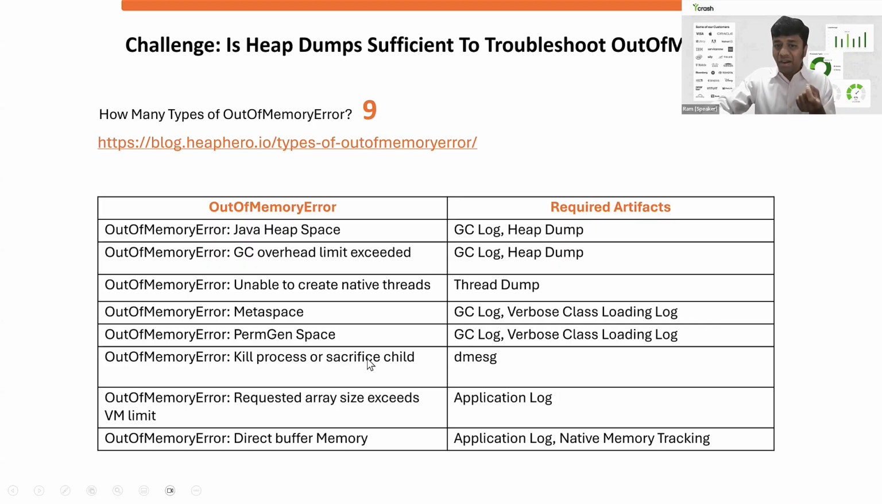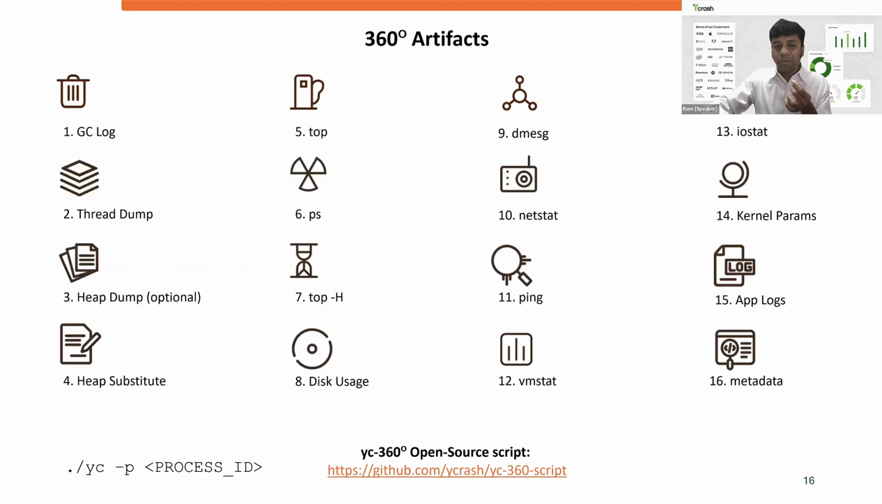So the best way to handle the situation is to equip yourself with sufficient data. Equip yourself with all the data that is required to troubleshoot any type of out of memory error, or in general any type of memory problem, right? To facilitate that, here is an open source script, my friends, which is called the YC360 script. This is an open source script. There's no licensing attached to it, it's under the Apache license.